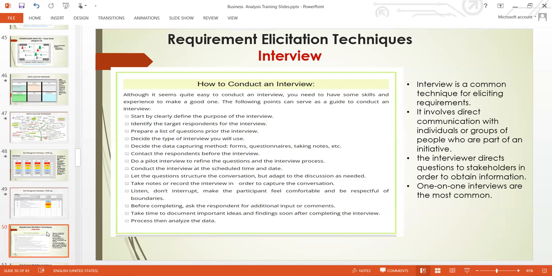Listen, don't interrupt. Make the participant feel comfortable and be respectful of boundaries. You know, at times during an interview, we'll try to be friendly and be social, and we'll start venturing into personal, private life, just trying to make the respondent or the stakeholder feel happy that you're a friendly person. You might be crossing your boundaries.